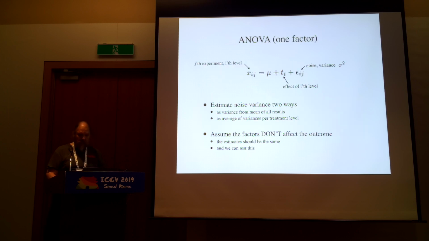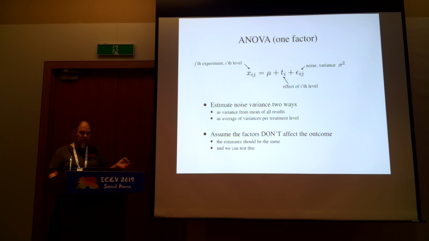And the way you set something up like this, when you have one factor, is you say, look, I've got a jth experiment and an ith level. There's some mean effect. There's an effect of the choice of level. That's those t's. And then there is noise. Now, imagine nothing happens. The t's are all 0 or grouped around 0. Then what's going to happen is I can estimate noise variance two ways. I can estimate the variance by subtracting the mean from all the experiments.